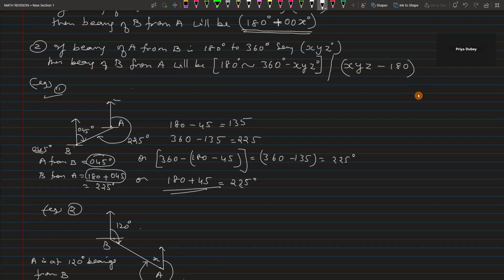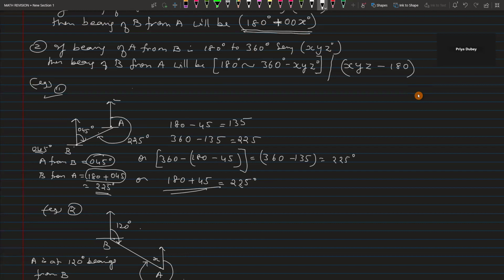This is the shortcut method. Put it well in your mind, you will have to use the shortcut method, right? If they ask you, if A from B is 045, what will be B from A? Maybe they can give you a question which is straight away like that only, or in some other question, you may require to find B from A and they must have given you A from B. So these are the techniques that you have to use. So 180 plus 045 will be 225. But here I have tried to explain why it is exactly 225. Now see, B from A will be this angle, right? Suppose we don't know it is 225, this angle.